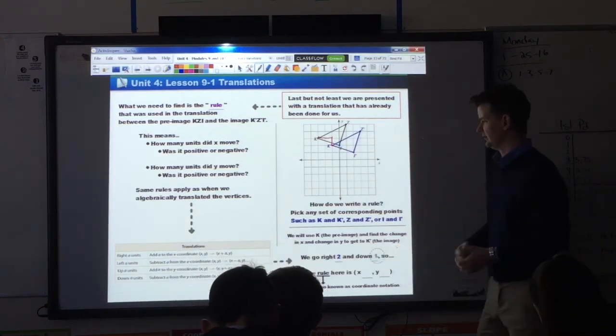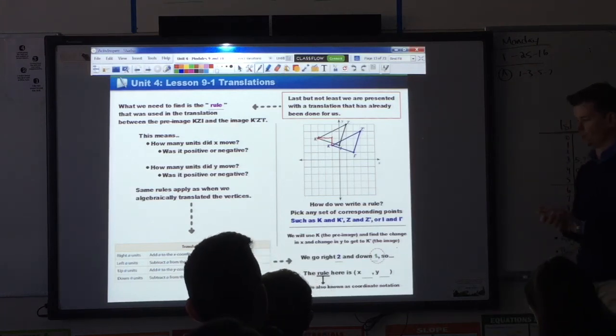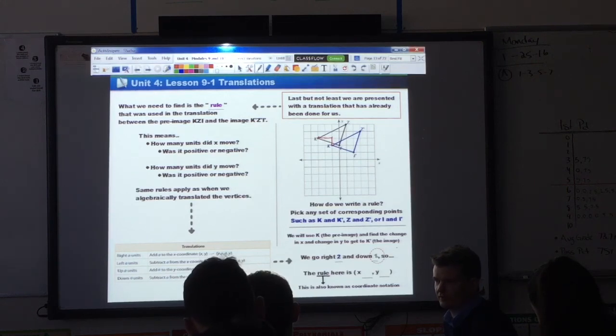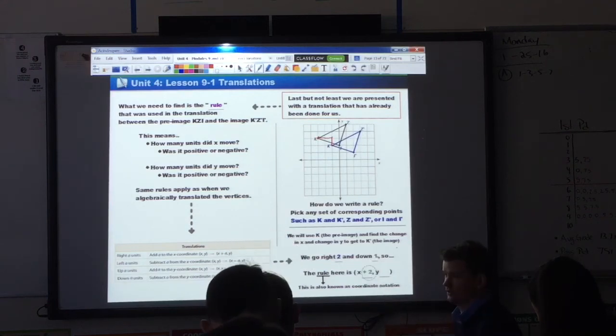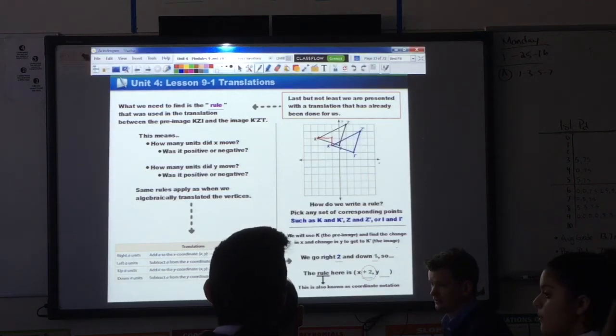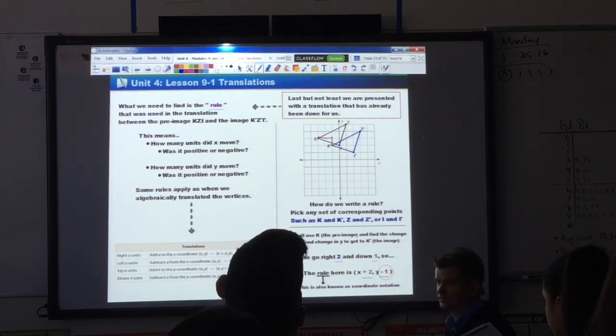Once you identify how to get from the pre-image to the image using corresponding points, then you look at your rules and you say, okay, if I went right, what am I doing? Was I adding or subtracting to which coordinate? I'm adding to the x, so it's going to be x plus 2. We went right 2. And then Cedric, redemption time, you went down 1. So if I go down, what am I doing to the y coordinate? Subtracting 1. So my rule would be x plus 2, y minus 1.